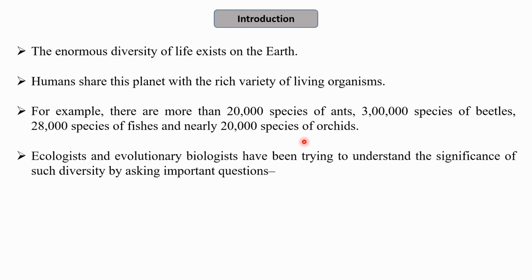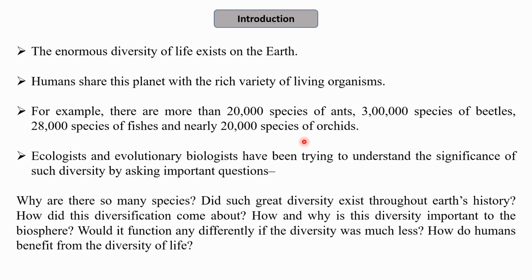Ecologists and evolutionary biologists have been trying to understand the significance of such diversity. Basically, they are trying to understand why, during the course of evolution, such diversity has been allowed, and what is the importance of having such a high number of diverse living organisms in the environment. They pose many questions: why are there so many species, what is the importance of this number of species, did such great diversity exist throughout the Earth's history, or has it evolved during the course of evolution? How did this diversification come about?